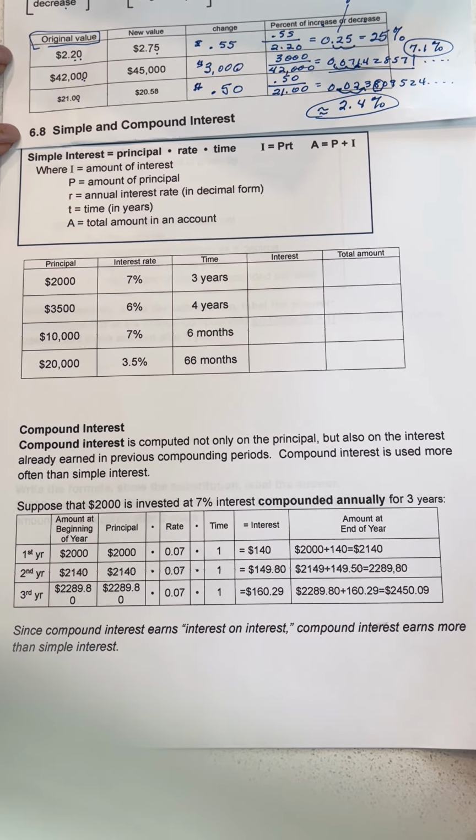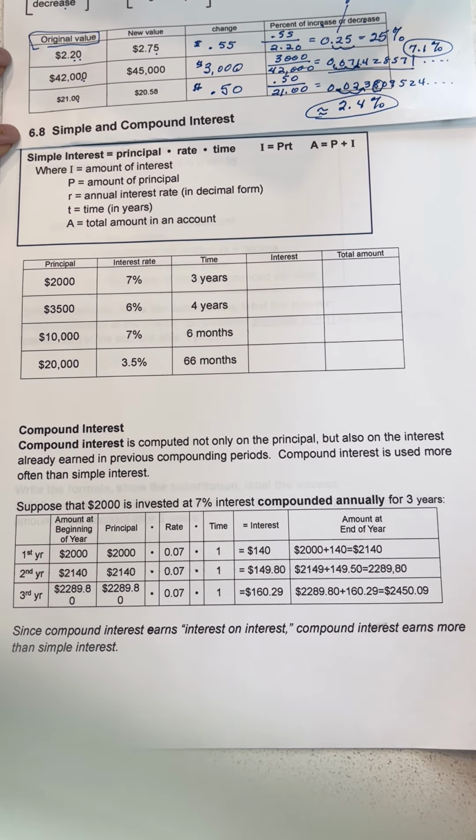In lesson 6-8, we're going to be dealing with simple interest and compound interest. Interest is something that if you need to borrow money, you will pay interest to the lender. If you are saving money or you're lending money, then you would be the recipient of the interest. They would pay you for using your money.